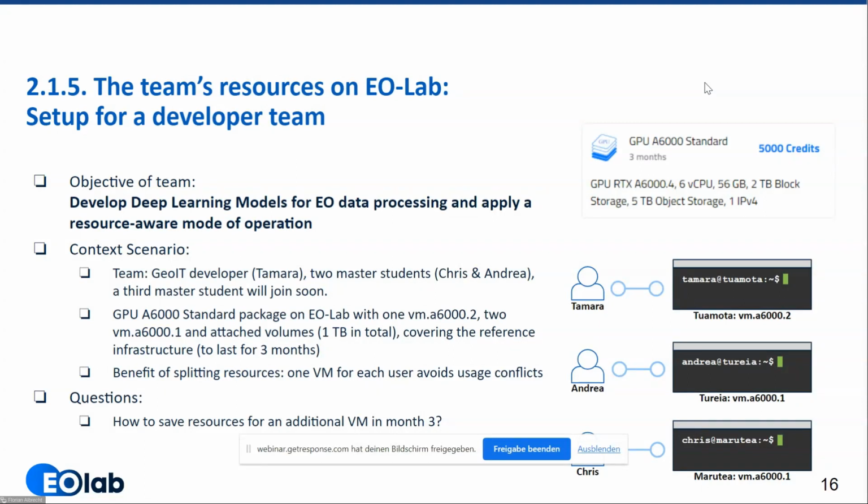And the benefit of splitting resources is that one virtual machine exists for each user and you avoid conflicts of usage. So everybody has their own resources and they have to deal with it no matter what. The point is, when you have already used up your entire resources, you have to think how to save resources for an additional virtual machine in month 3. So imagine that you know already at the beginning that 2 months later there will be an additional team member, then you have to go that way.